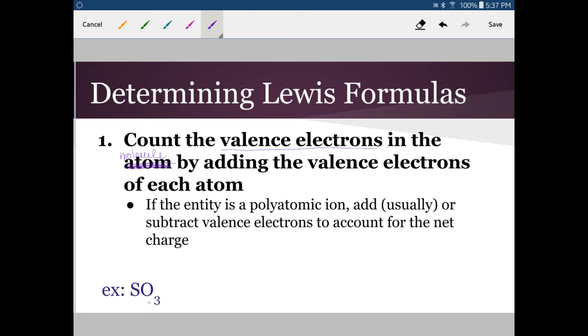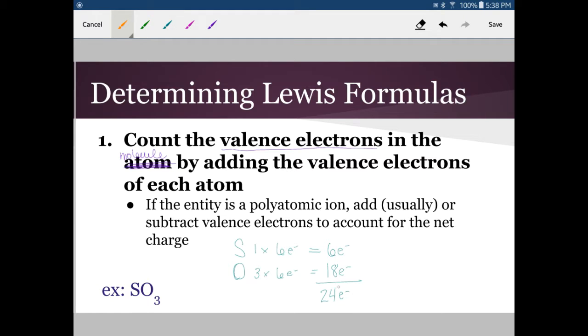So in this case, I have sulfur and oxygen. So I'm just going to jot these down. Sulfur and oxygen. And I have 3 oxygens. So I have 1 times my sulfur and 3 times my oxygen. And I notice that my sulfur has 6 valence electrons, and my oxygen also has 6 valence electrons. So 3 times 6 is 18 electrons. This gives me a total of 24 electrons that I'm dealing with.